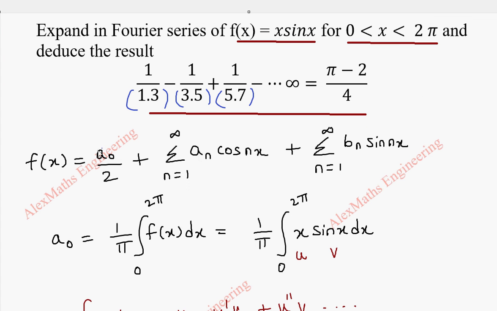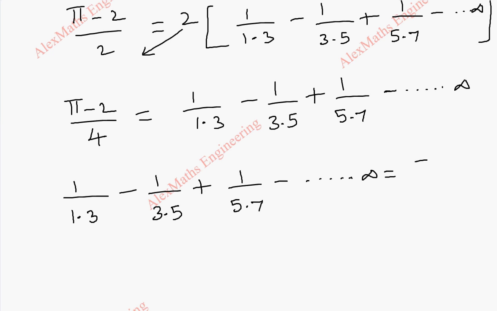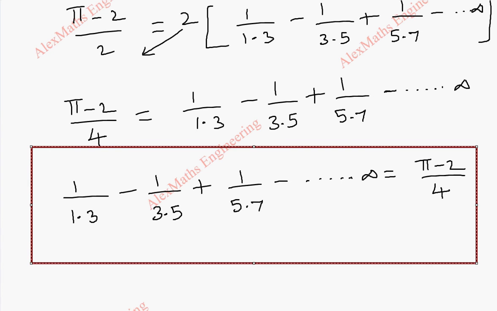Let's check the question. 1 by 1 into 3 minus 1 by 3 into 5 plus 1 by 5 into 7 minus dot dot dot infinity is pi minus 2 by 4, which we got here. Just to rewrite this, 1 by 1 into 3 minus 1 by 3 into 5 plus 1 by 5 into 7 minus dot dot dot till infinity is pi minus 2 by 4. Thus we deduce the given expression in the question.